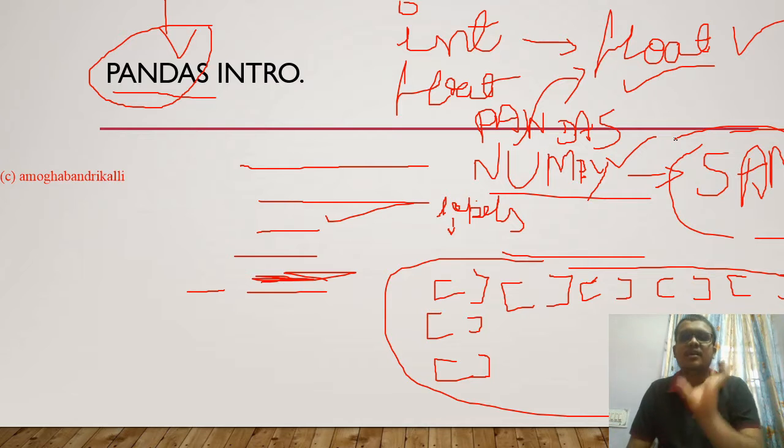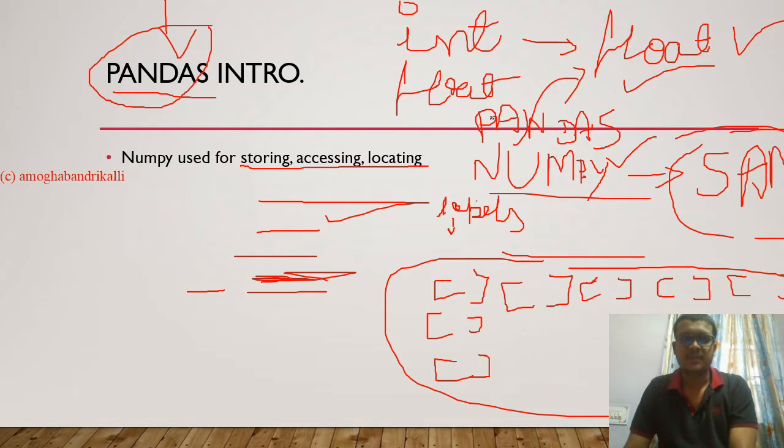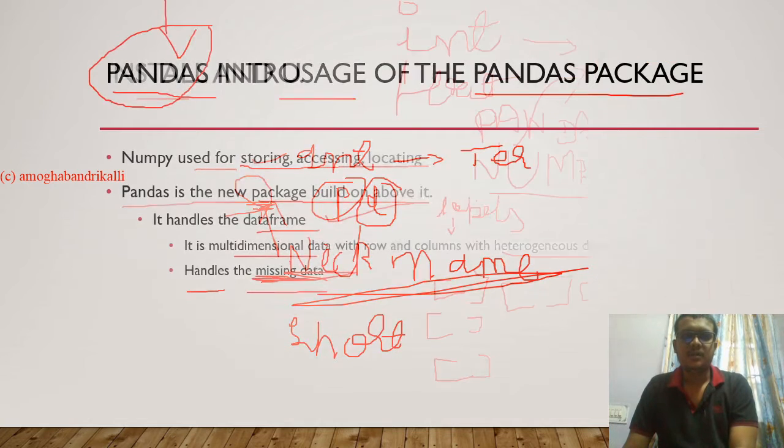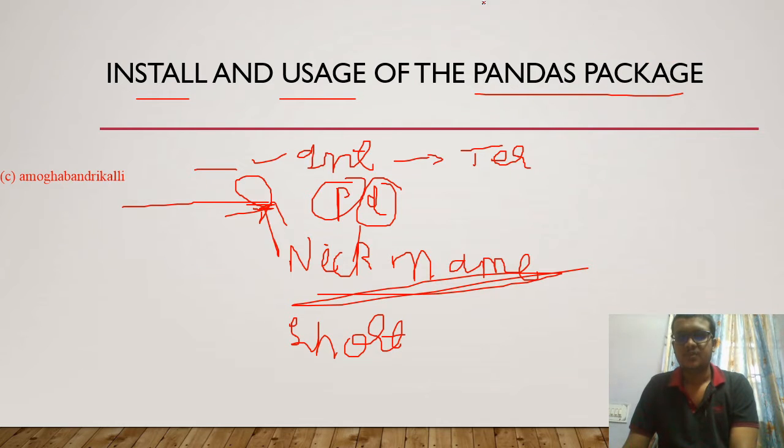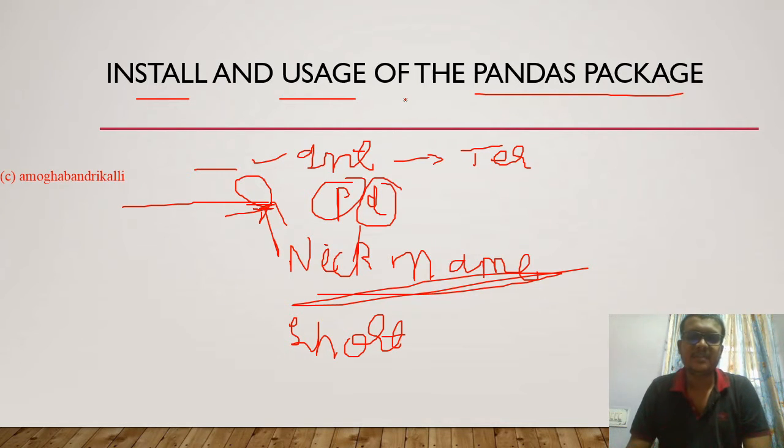So if you are entering the values of a data set or array values, they should have the same data type. If you are entering int, you should follow int. You cannot enter a char and all. So that was another advantage of using pandas. Pandas is used for storage and accessing, and it has been built above NumPy. The main thing is it is going to handle the missing data. Next we saw how to use pandas and how to install it. Installation is the same: pip install package name, and import pandas as pd.